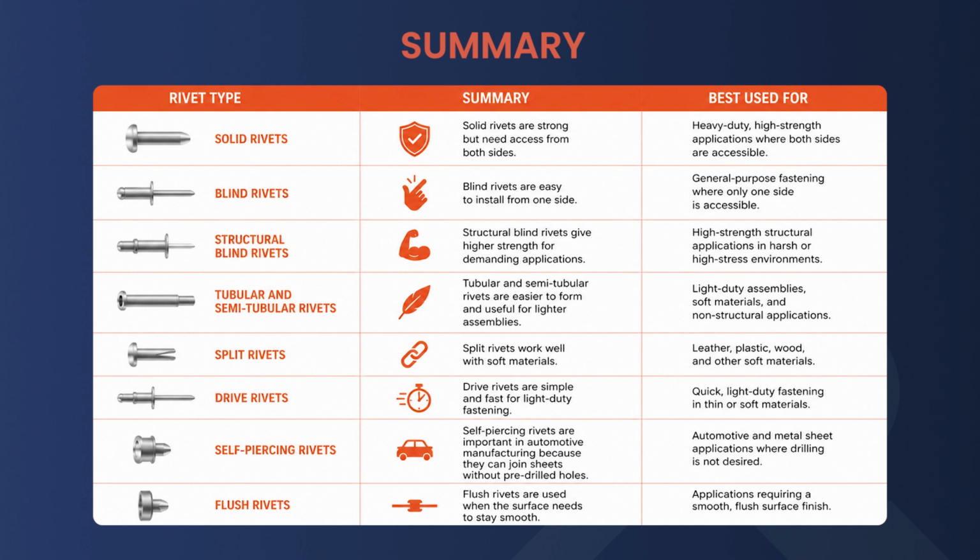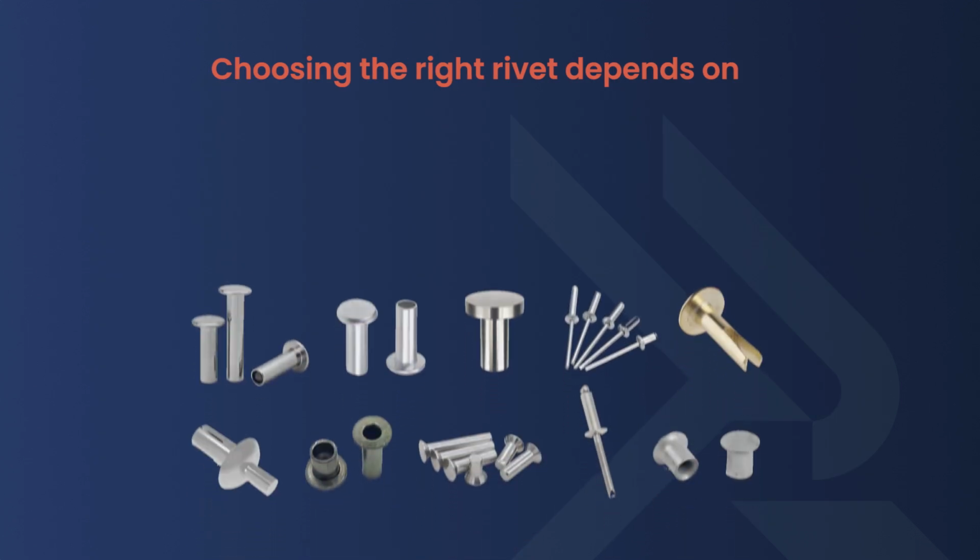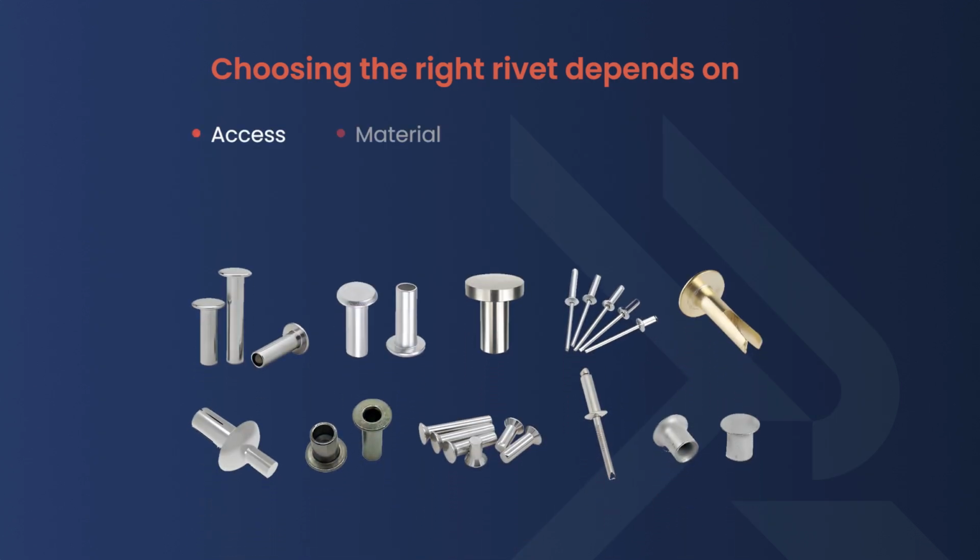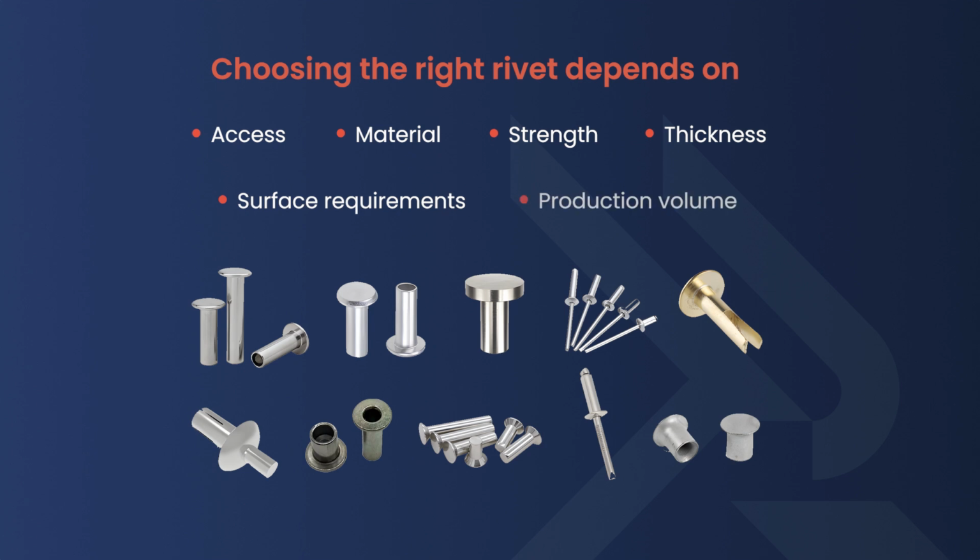Drive rivets are simple and fast for light-duty fastening. Self-piercing rivets are important in automotive manufacturing because they can join sheets without pre-drilled holes. Flush rivets are used when the surface needs to stay smooth. Choosing the right rivet depends on access, material, strength, thickness, surface requirements, and production volume.